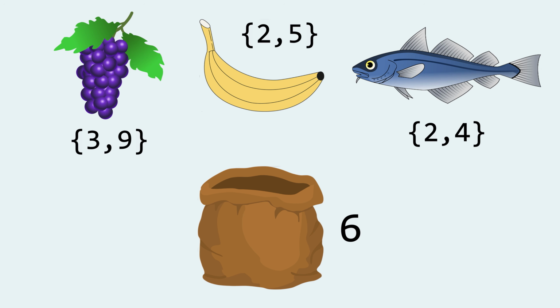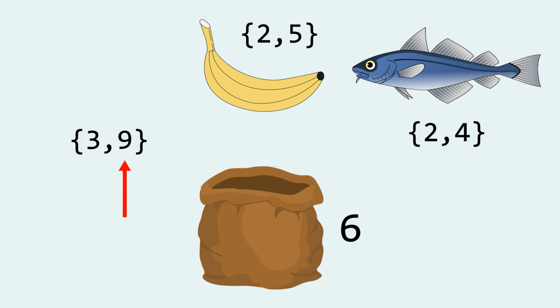Let's find out. Let's take a look at the first item, a grape. It has a weight of 3 and a profit of 9. Now, if we compare it with the other items, we find that the profit per unit weight is the highest for grapes. Since we are following a greedy approach, we'll pick the grape first to maximize profit. Adding grapes to the bag takes up 3 units of weight, so we subtract 3 from the total capacity. It also gives us a profit of 9, so we add 9 to our total profit.